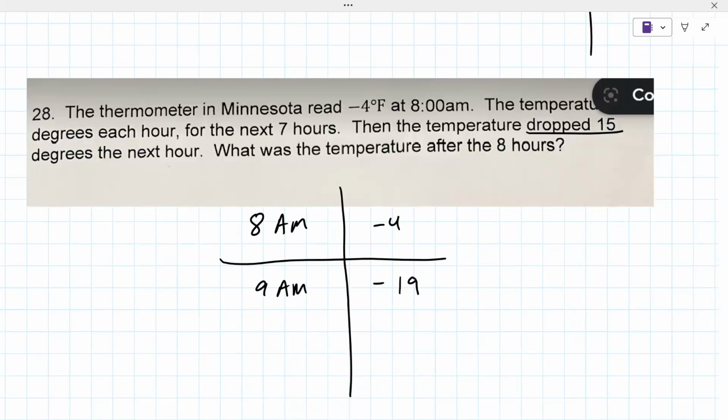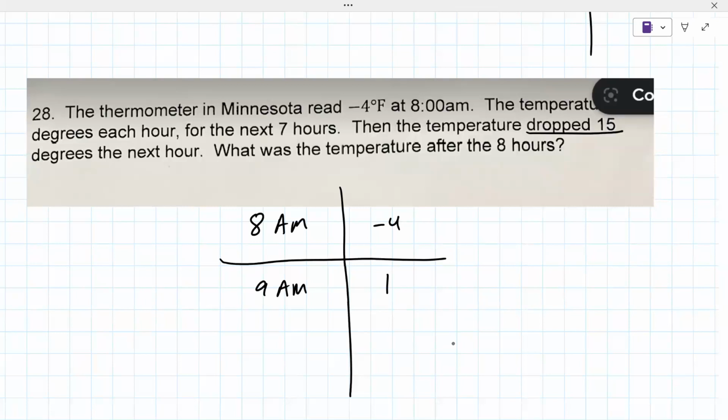Unless I'm misreading it. Am I misreading it? Rose, sorry, the temperature rose 5 degrees for each hour. So then you'd add 5 degrees to -4 again and again and again. So the next hour at 9 o'clock would become 1. The next hour becomes 6, then 11, 16, 21, and 26. And then at the end of that, you would lose 15 degrees.